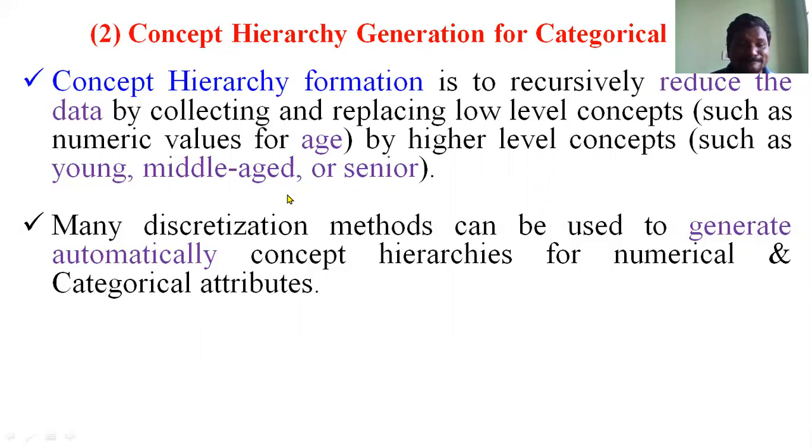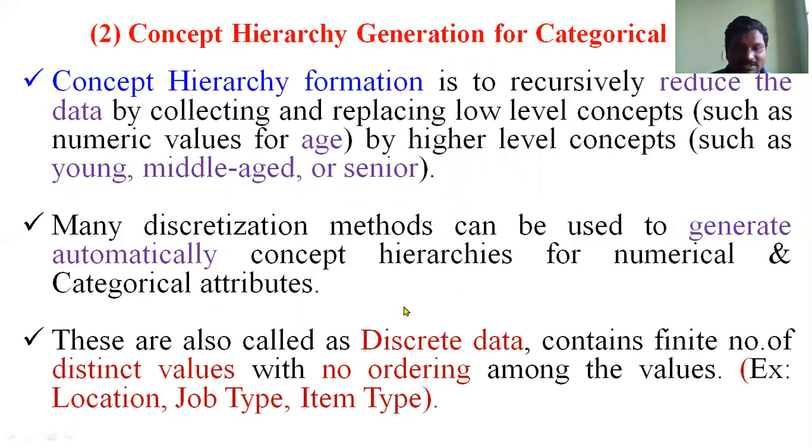This type of data, how can you perform discretization on it? Many discretization methods can be used to automatically generate concept hierarchies for numerical attribute data. These are called discrete data, containing a finite number of distinct values with no ordering, for example location, type, item.